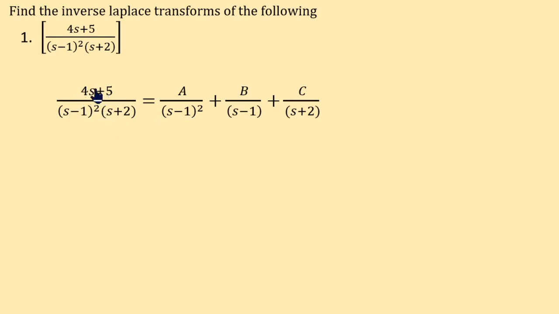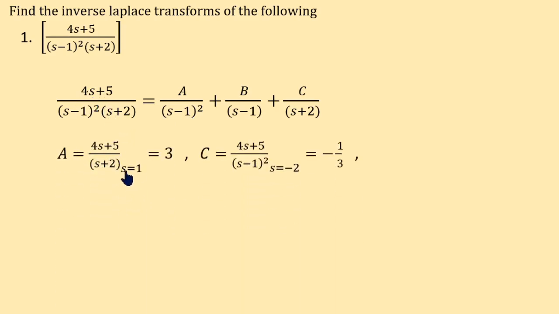That means 4 into 1 plus 5 by 1 plus 2. So when s equal to 1, it is 9 by 1 plus 2, which is 3. 9 by 3 is 3.